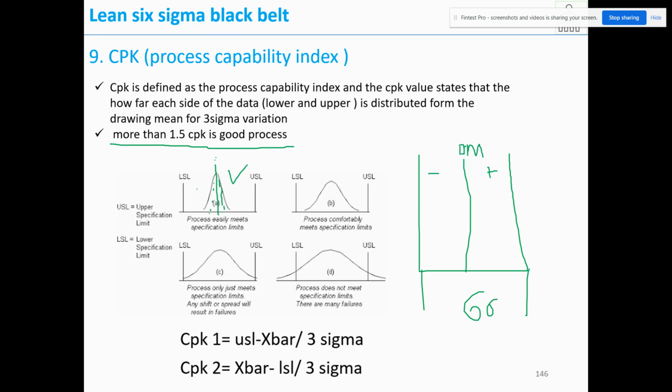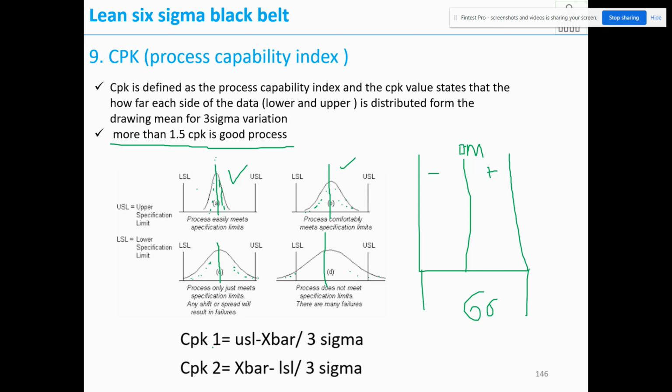Therefore CPK will be good for this example A. Coming to example B, so from the drawing mean, data is spreading more towards the USL as well as more towards the LSL. This is somewhat caution. Now coming to C, from the drawing mean the data is distributed very near, touching the USL as well as LSL. Here the spread is more. In this case CP will also be less, CPK will also be less. Here it has gone out of spec itself.